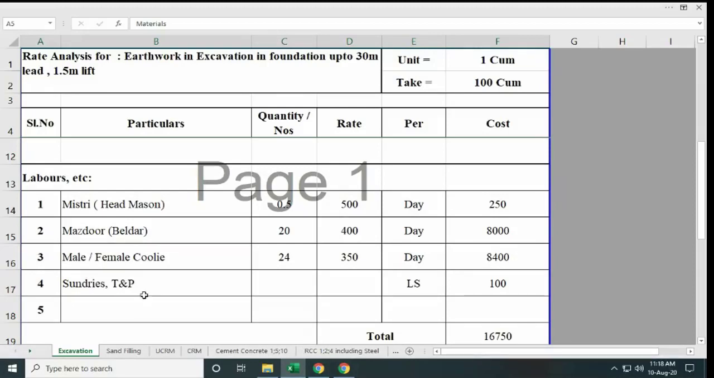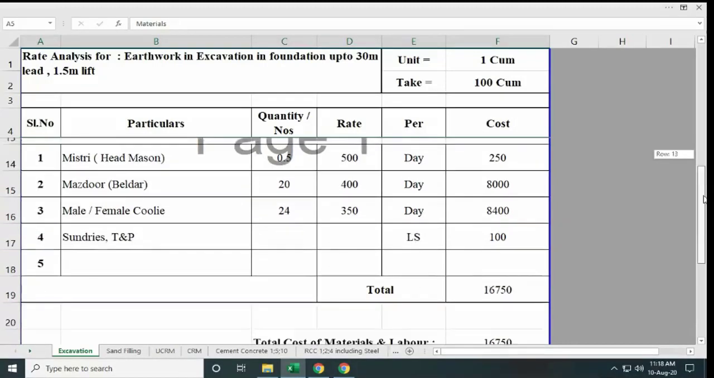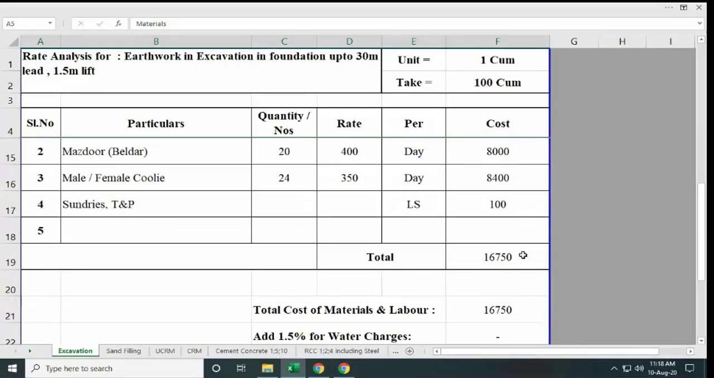Then next, sundries, tools and plants. They require certain items like pickaxe, spade and pan. For these miscellaneous items, we have to add a depreciation cost, and every time we cannot add the exact amount. Therefore, we will take some lump sum amount. I have added a lump sum amount of rupees 100. If you add up, the total cost will be 16,700 rupees.